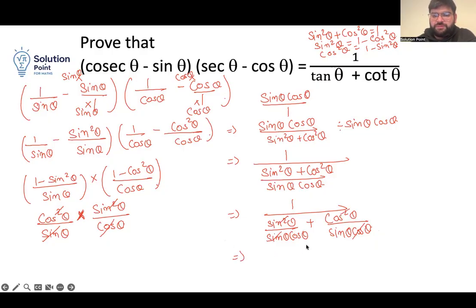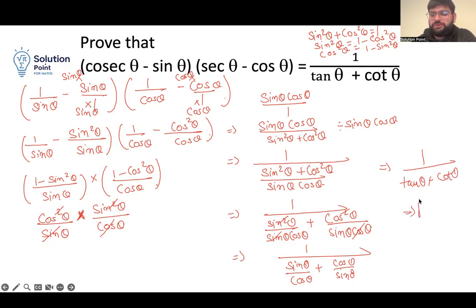So we are left with 1 over sine theta over cos theta plus cos theta over sine theta. Now obviously, sine theta over cos theta is tan theta, and cos theta over sine theta is cot theta. And this is what we need to prove in this question.